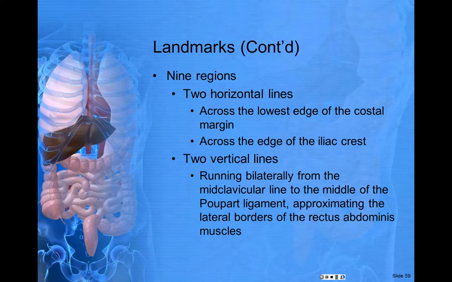The abdomen can also be divided into 9 regions, basically by dividing the abdomen with 2 horizontal lines and 2 vertical lines. So the 2 horizontal lines are across the lowest edge of the costal margin and across the edge of the iliac crest. The 2 vertical lines run from the midclavicular line on either side of the sternum to the middle of the Poupart ligament, approximating the lateral borders of the rectus abdominis muscles.